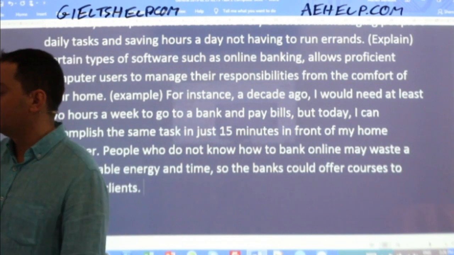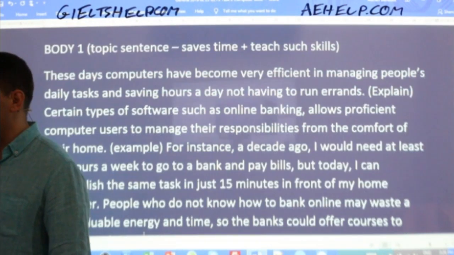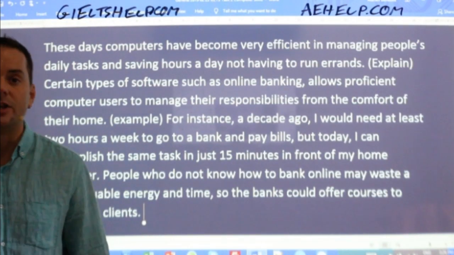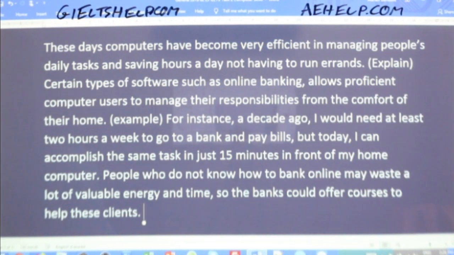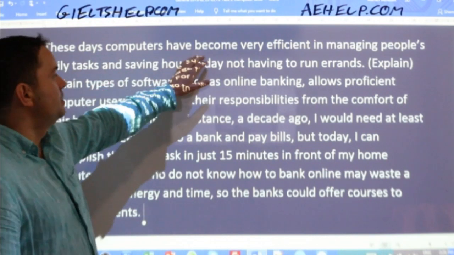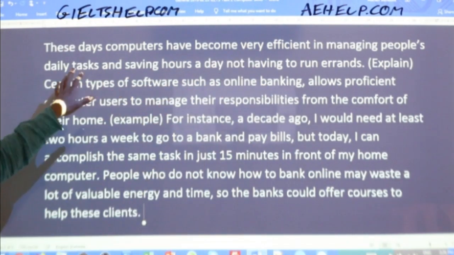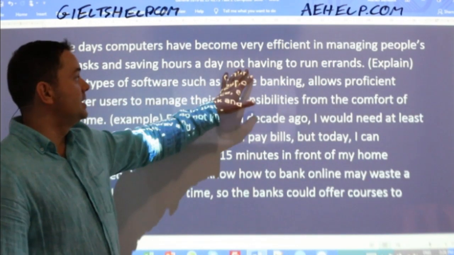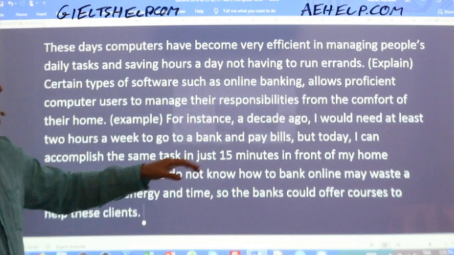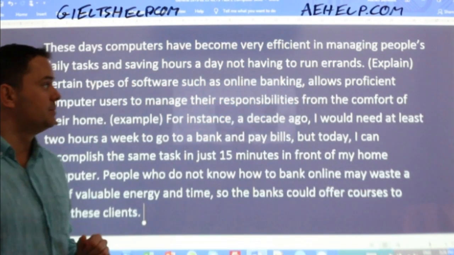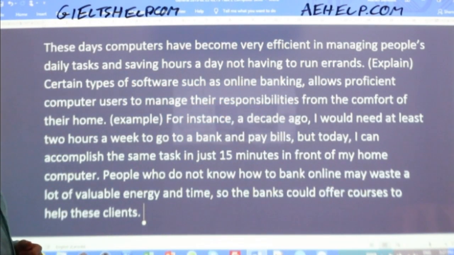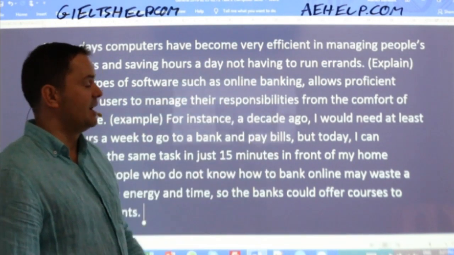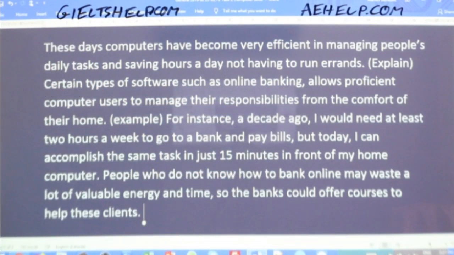Okay, so again, read the paragraph, make sure it makes sense, make sure you're on your thesis point 1, and then you can do body paragraph 2. Let's read this together. These days, computers have become very efficient in managing people's daily tasks and saving hours a day not having to run errands. Errands are your daily responsibilities, like going to the post office, going to the bank. You could write this body paragraph about emails and not going to the post office.